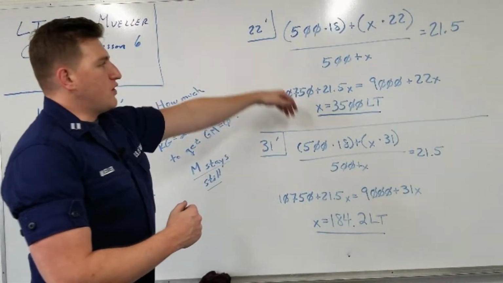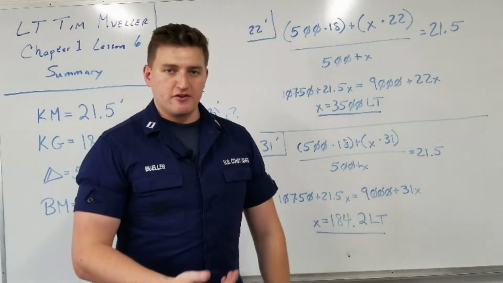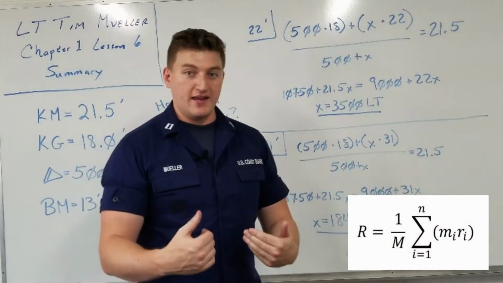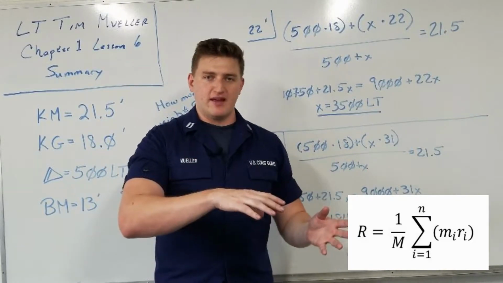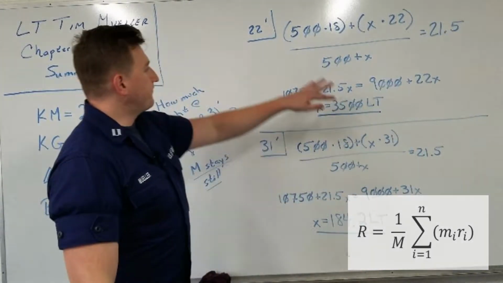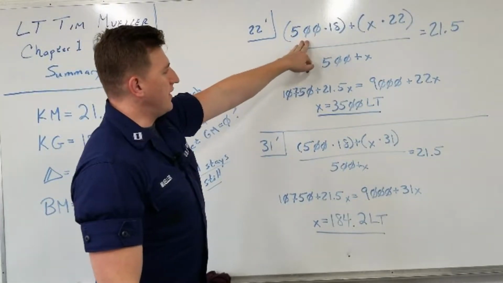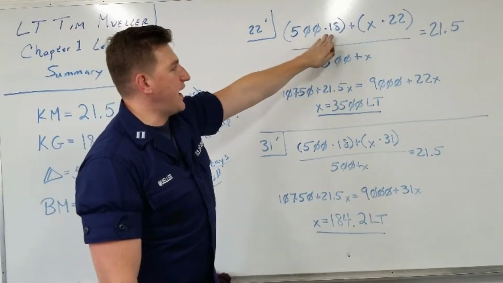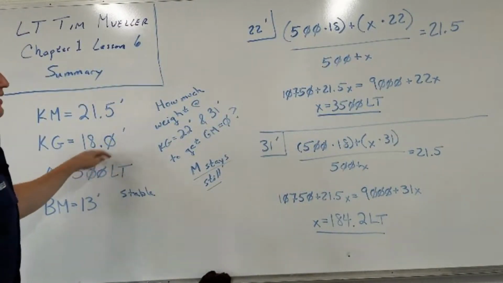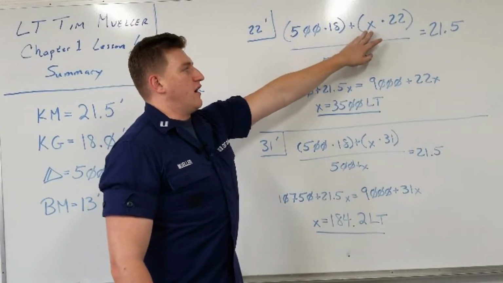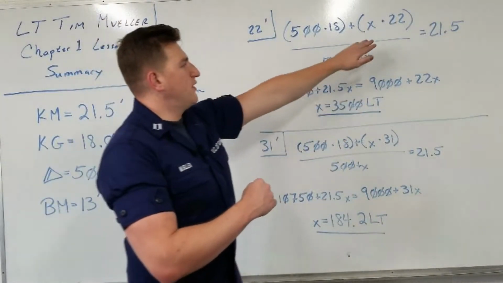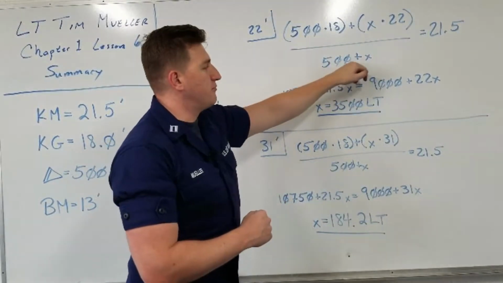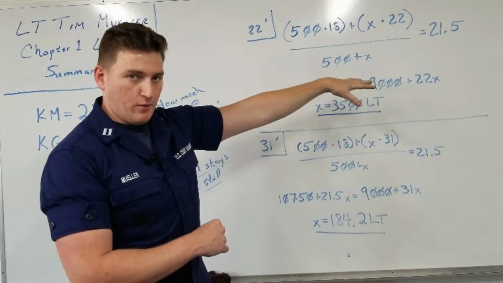So we go back into the equation, and you can go back to chapter 0 on the center of gravity, and you can look at that equation again. But it's basically R equals 1 over big M times the summation of little m times little r. So we have our little m, 500 times 18. We displace 500 long tons, and we have a KG of 18 here. Then we're also adding an unknown amount of weight, 22 feet high. Then we're dividing by the total mass of the system, which is going to be 500 plus x, x being that unknown amount of weight.